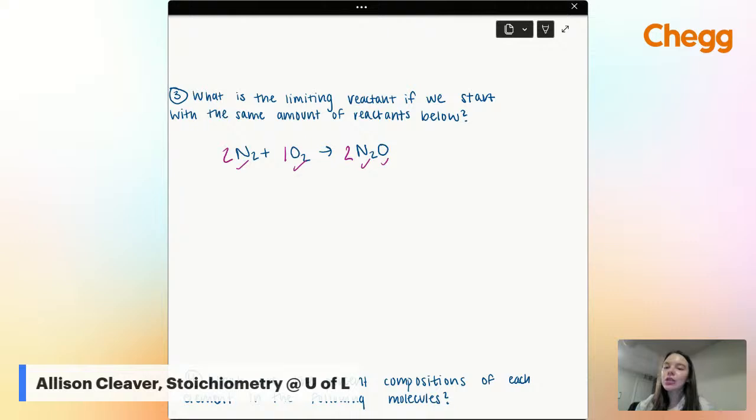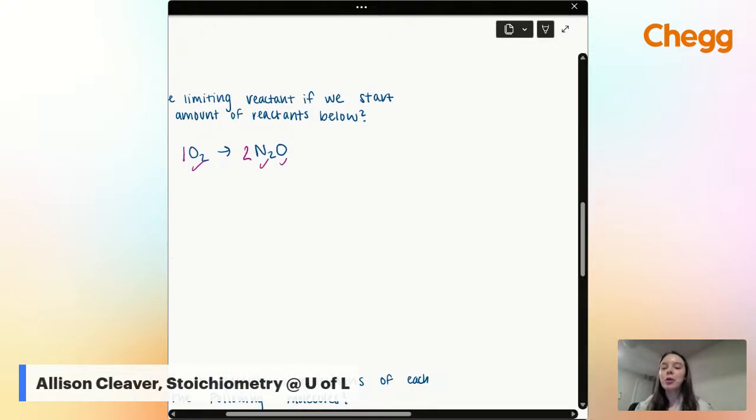So we know that that's balanced correctly. Now, we want to find out the limiting reactant if we start with the same amount of reactants below. By same amount, we mean same amount of grams. So we can pick any number. I picked 10. 10 is always super easy, I think. So I'm going to start with 10 grams of N2, 10 grams of O2, and we need to find the molar masses of each of those. So our molar mass for N2 and O2.